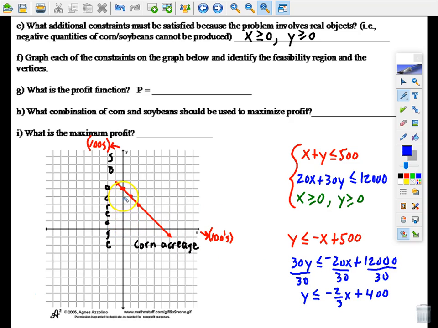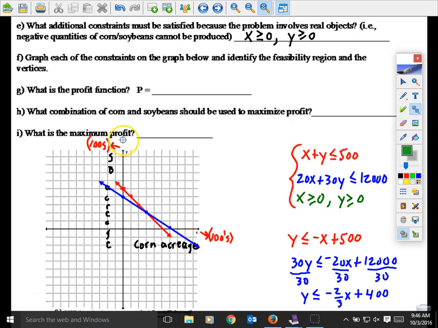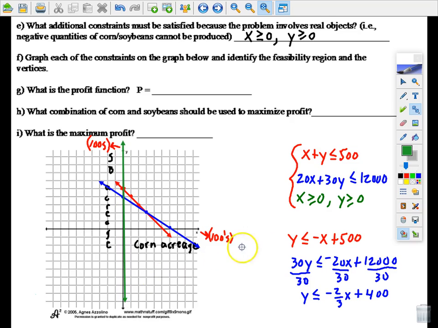So 1, 2, 3, 400 is here. And then we're going to do a slope of negative 2/3: down 2, right 3, down 2, right 3. And let's draw this line. And that's the blue. All right, and then we have these other constraints, which are basically, in reality, we cannot make negative quantities. And so remember, x equals 0 is vertical right here. y equals 0 is horizontal here.